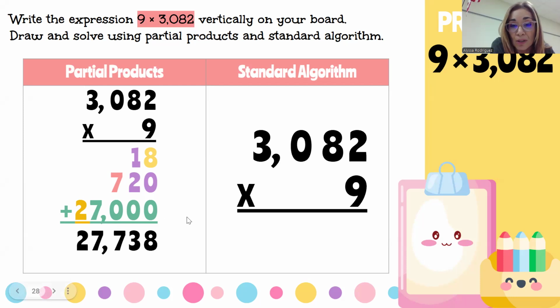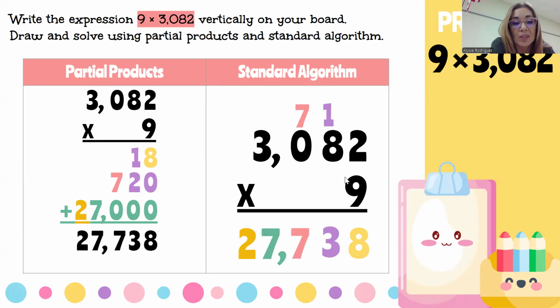There's your answer. Or partial is when we break it down. 9 times 2 is 18. Carry the 1. And we're just carrying. This is our carrying side.